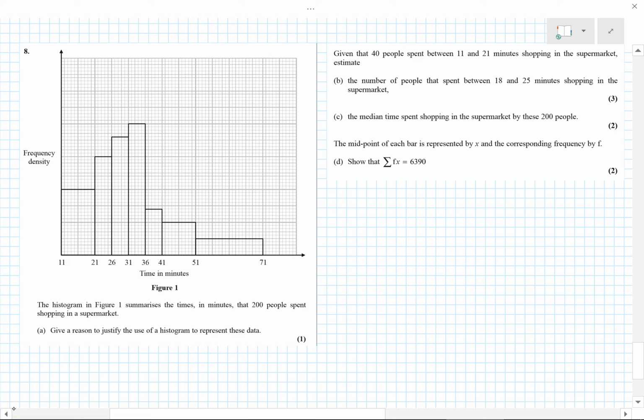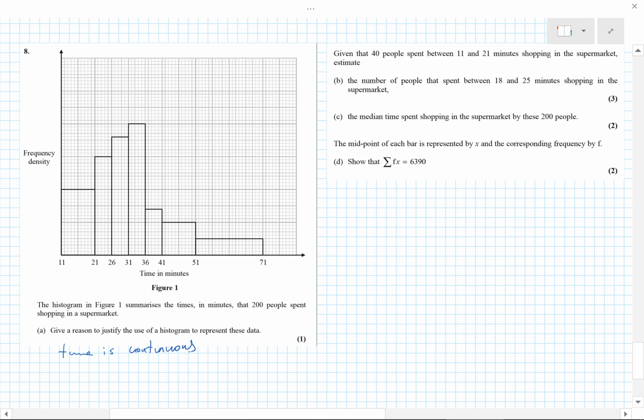This is question 8 of the June 2015 S1 Edexcel International paper. It is the last question on the paper. It's a histogram question, fairly standard. Part A, you just need to know the answer. It's because the data is continuous. We don't do histograms unless the data is continuous. Okay, so that's part A.